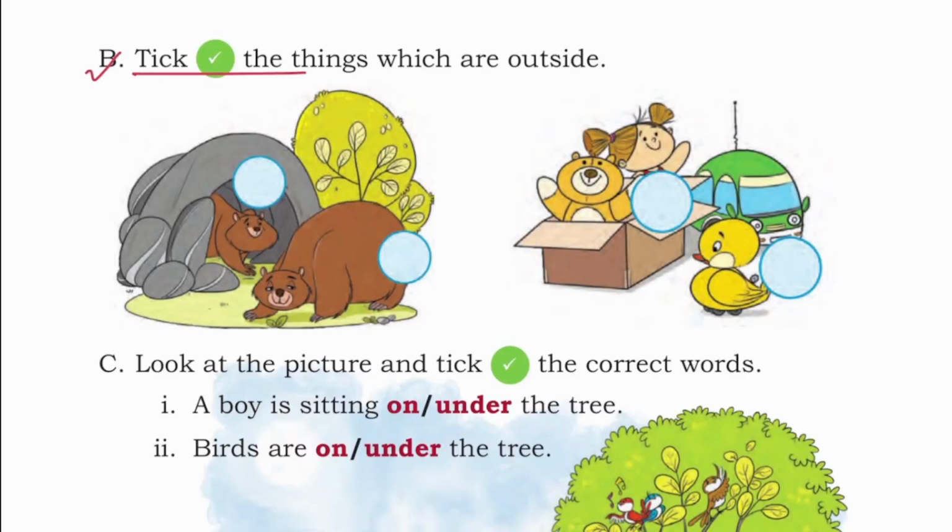B. Tick the things which are outside. In the first picture, you can see two bears. You have to tick the things which are outside. So, you have to tick it here. In the second picture, you can see few toys are outside the box. So, you have to tick the things which are outside.